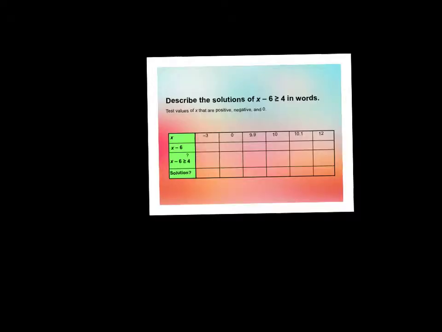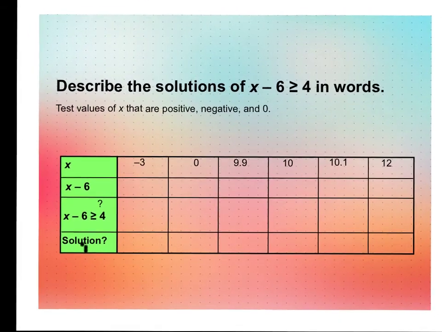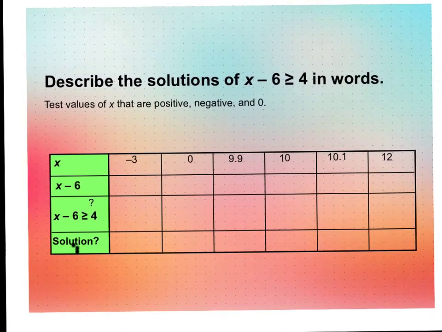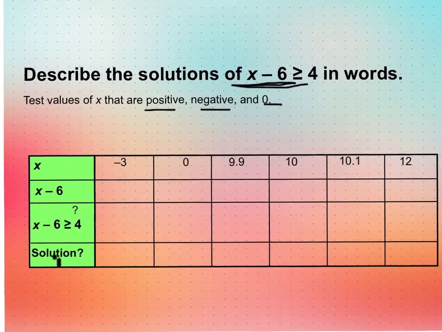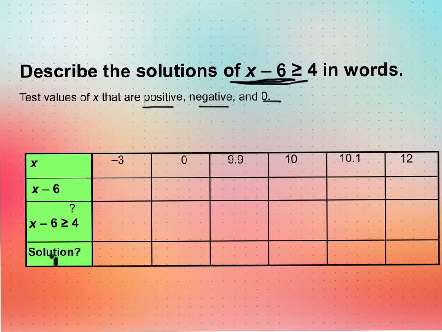Let's go ahead and describe the solution for this inequality in words. You just got to understand what the inequality is kind of telling us. So we're going to test some values. We're going to test positive, negative, and 0, and we're going to test it within this expression right here, x minus 6. Let me enlarge it a little bit more so I can write in these boxes. Make sure you pause and write down this table.